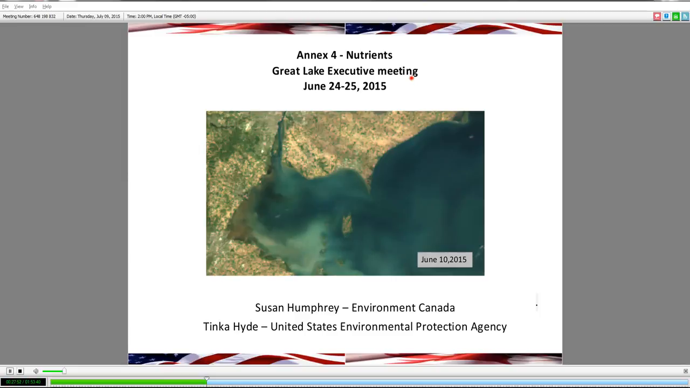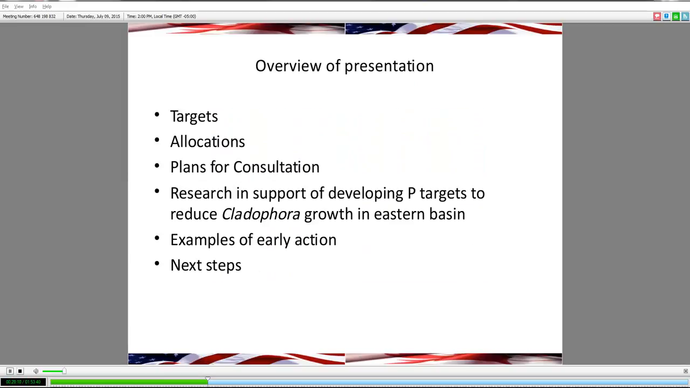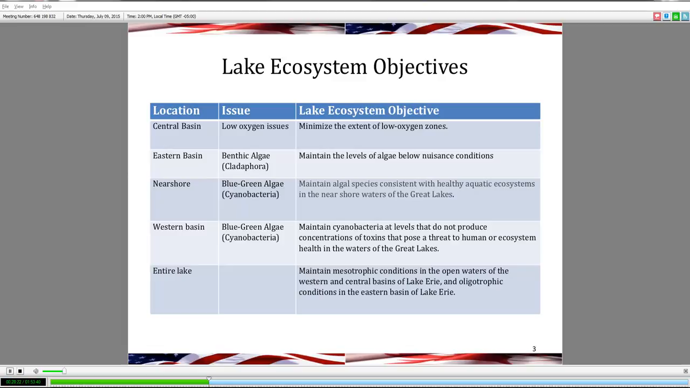So, as the co-chair of the Annex 4 subcommittee, I just wanted to acknowledge that we had a wide variety of folks who were part of this effort, including Jeff and several of the folks that are in the room today. So at the end, there'll be a list of some of the folks who are part of this. I'm going to talk about the targets, our allocation, our plan for consultation today, and then next steps. So this slide just provides a little context.